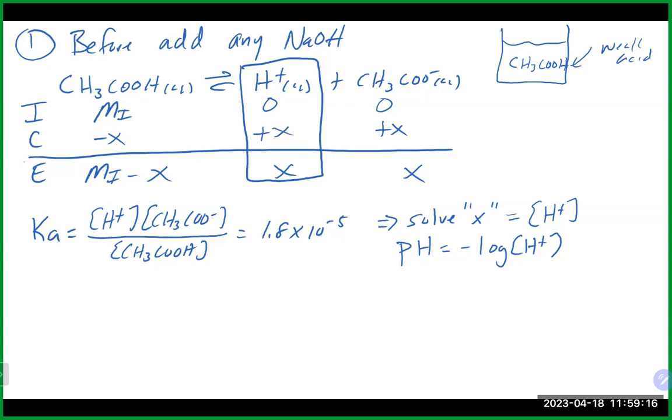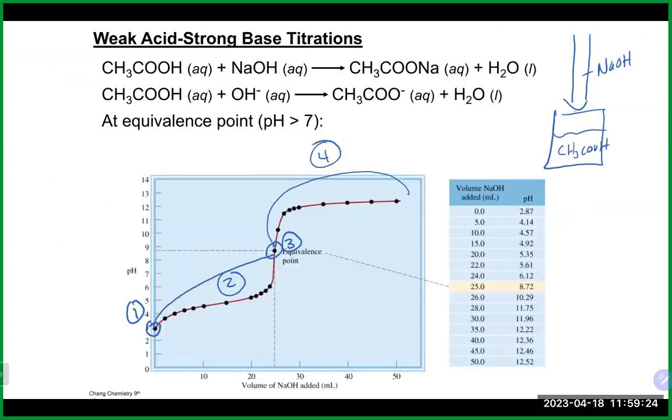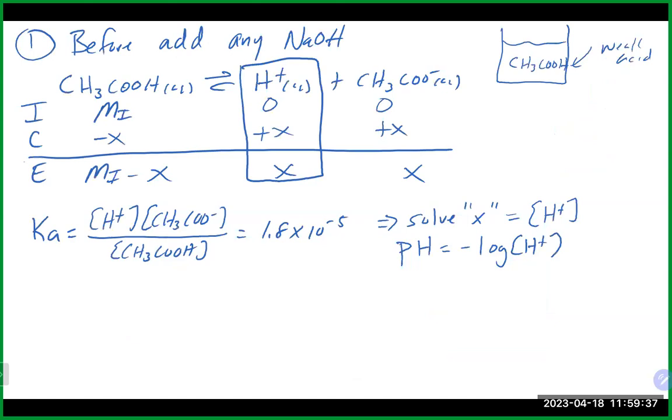Also, because this is a weak acid, if you look at the titration curves between the strong acid and strong base and this particular one, you'll also see that we would probably start a little bit higher in terms of our starting pH. It's still acidic, but a little bit higher than, say, a strong acid is typically where we would start. Any questions on before we add anything to it?